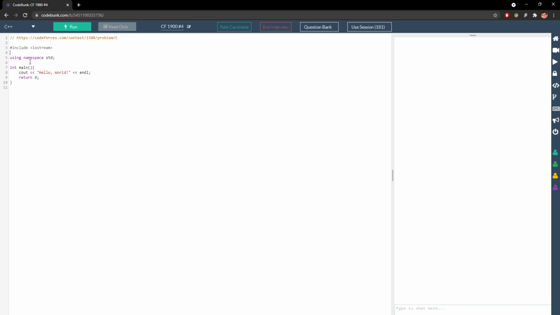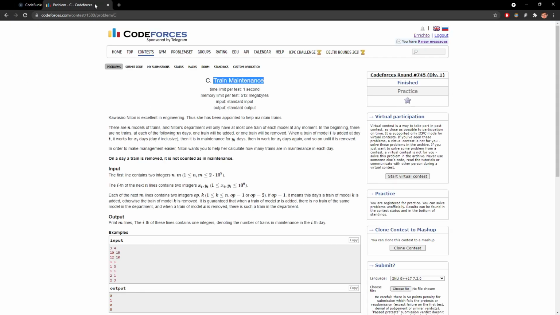Now we can start. This is the first problem, Train Maintenance from Codeforces yesterday. You can grab a link. Give it a read, and then we'll start talking at least about the brute force.